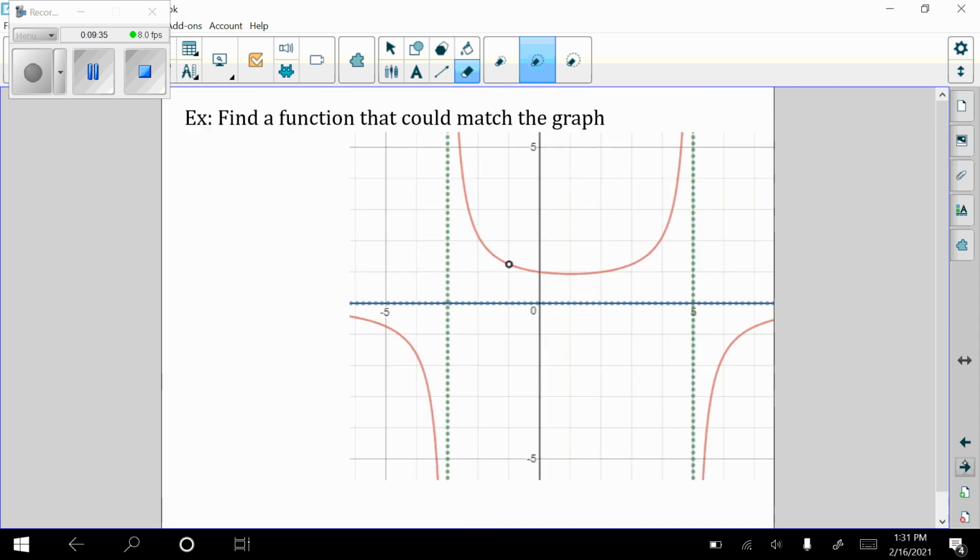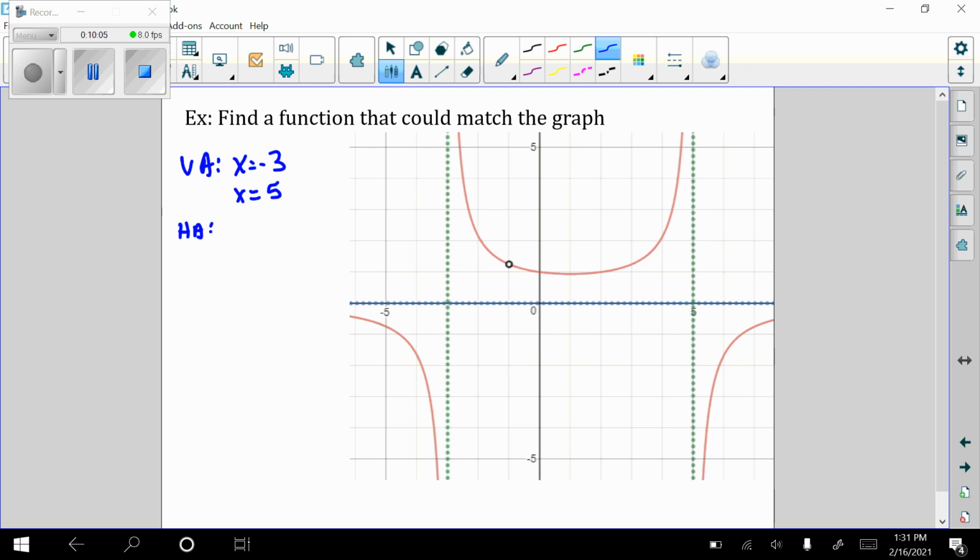Okay, so just to wrap up this graphing, we're going to find a function that could match this graph. So if I look at the graph, immediately I know I have vertical asymptotes at x equals negative 3 and x equals 5. So I know in my denominator I have to have factors that account for those things. I have a horizontal asymptote at y equals 0. That tells me that my numerator degree needs to be less than my denominator degree.